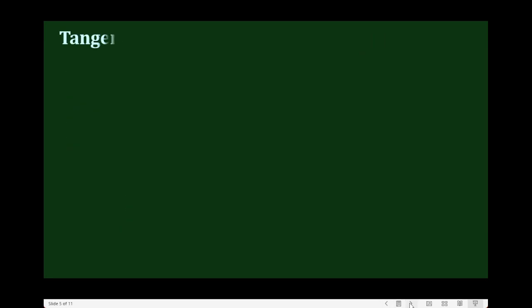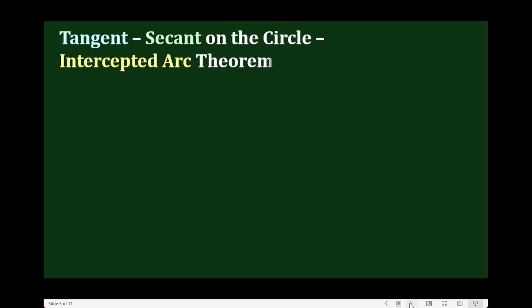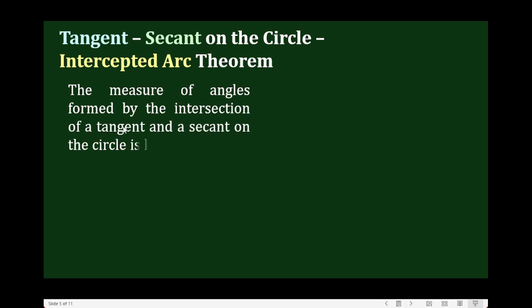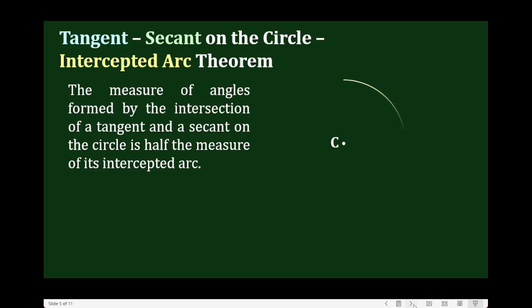Next theorem, we call it the tangent secant on the circle intercepted arc theorem, which states that the measure of an angle formed by the intersection of a tangent and a secant on the circle is half the measure of its intercepted arc. Now, suppose we have another circle whose center is at point C. So this circle is named as circle C.